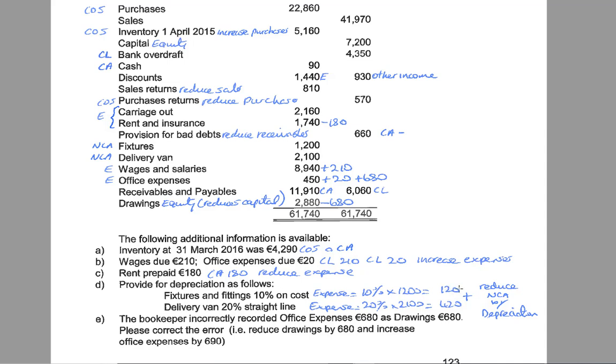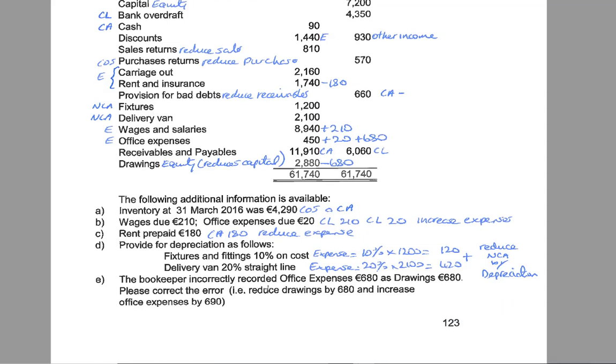And as well as that, in our non-current assets, when we show fixtures of 1200, we'll reduce them by 120 as well to show they've lost some value. Delivery van 20% by 2100 is 420 expense, and then we've got to remember to reduce our non-current assets by any depreciation. And then there was an error and reduced drawings by 680.